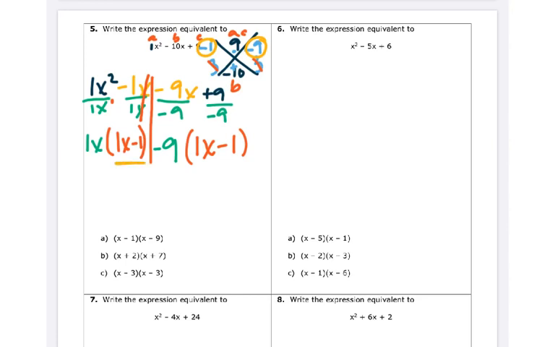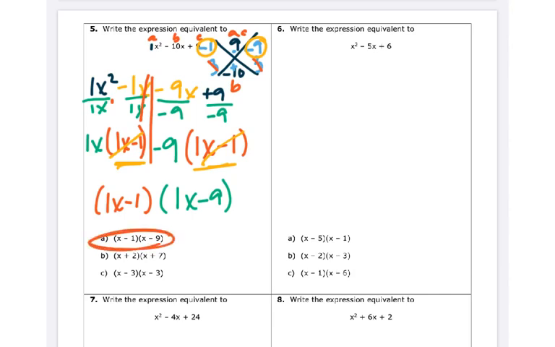My parentheses match. That's a great thing. So I take it out, 1x minus 1. Those were in common. I write the leftovers, 1x minus 9. 1x is the same as just regular old x. Again, 1x is the same as just x. So the correct answer is A.